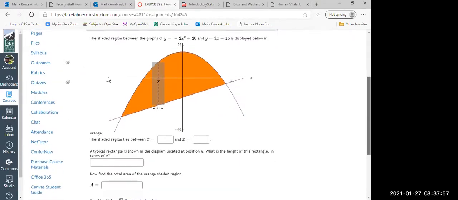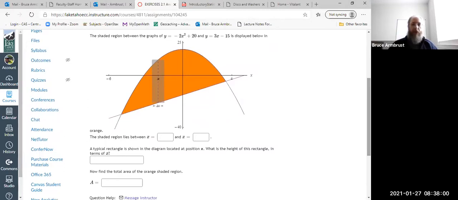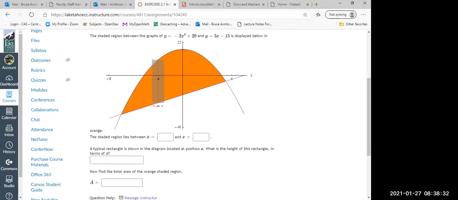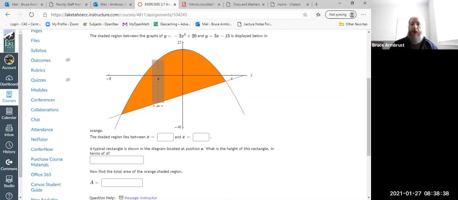So it says what we want to answer here. First, it says the shaded region lies between which x values. So we're going to need to figure out what are the x's that form the left and right boundaries of this thing. And then it says the typical rectangle is shown in here. What's the height of the rectangle in terms of x? So that means we want a formula for that height that's in terms of x. And then we want to find the actual area, which means doing the calculations, right? Actually going through and doing the integral and getting those values. All right, so that's our plan.